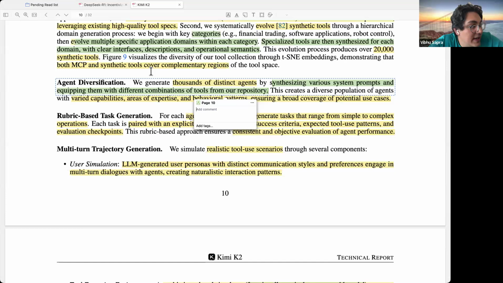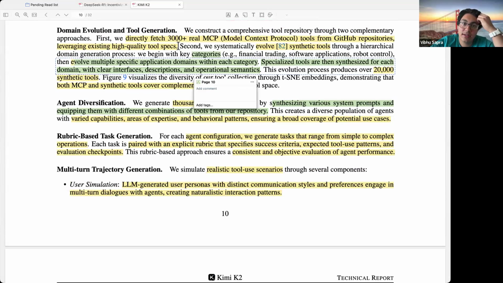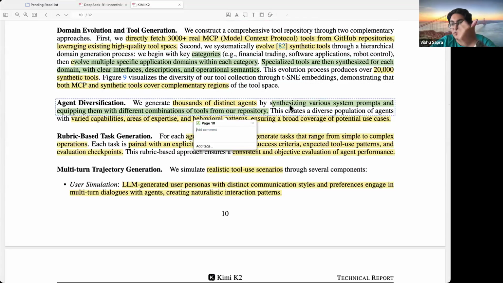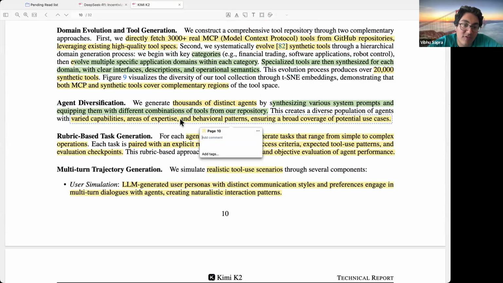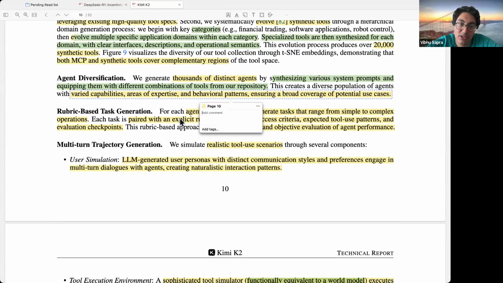When I said that this is kind of basic, Eugene, this is kind of what I meant. I didn't expect stuff like this to just work. Sure, you can get a bunch of tools, generate different categories and expand them out. I didn't expect diversity in these 20,000 tools, but this is what I really didn't understand. They just generate thousands of distinct agents with different combinations of tools from their repository. And from this, they have rubrics of different stuff that they should be able to solve. And all this kind of just worked. They have varied capabilities, areas of expertise, behavior patterns, ensuring a broad range of potential use cases.